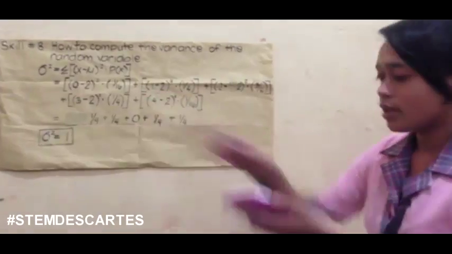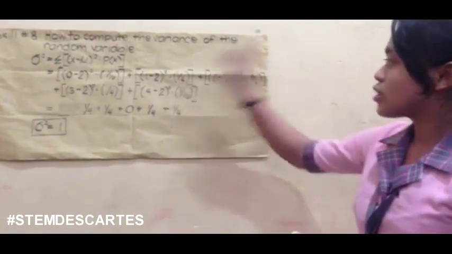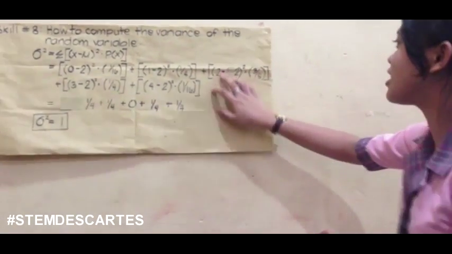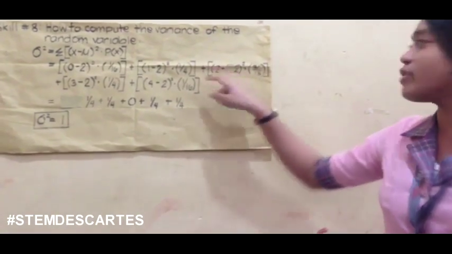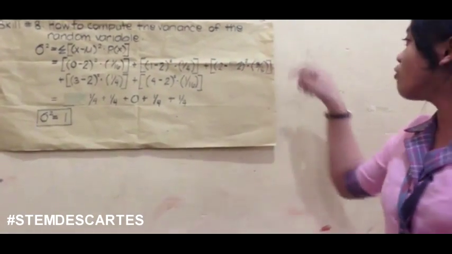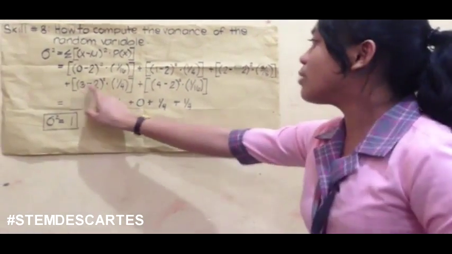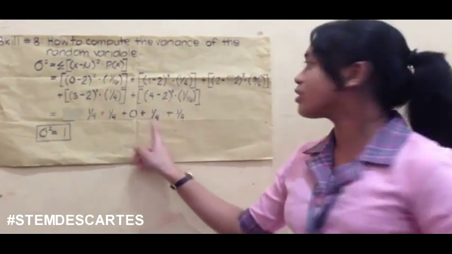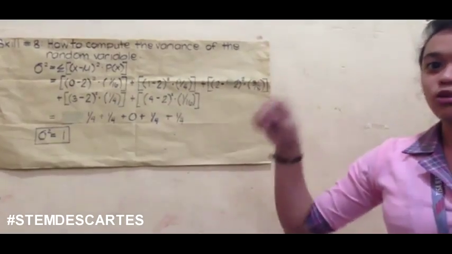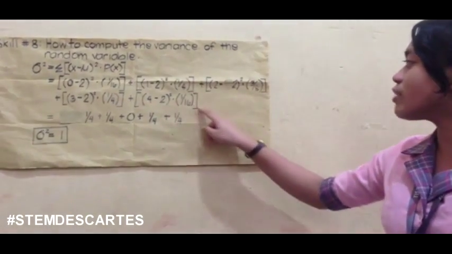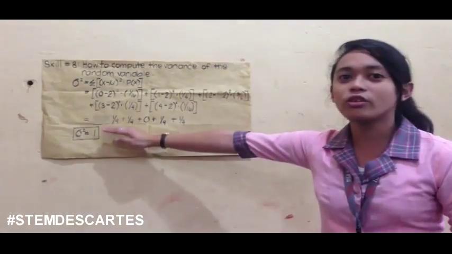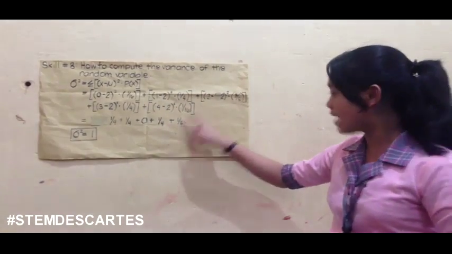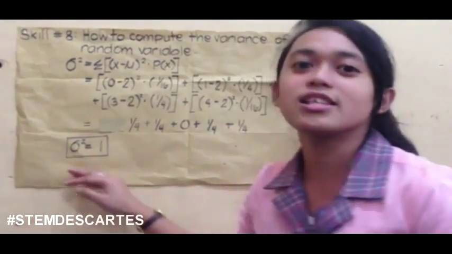Then the next is 1 minus 2 squared times 1/4 equals 1/4. Then 2 minus 2 equals 0, squared 0 times 3 over 8 equals 0. Then 3 minus 2 is 1, squared 1 times 1/4 is 1/4. Then 4 minus 2 is 2, squared 4 times 1 over 16 is 1/4. Then we're going to add all of this: 1/4 plus 1/4 plus 0 plus 1/4 plus 1/4. Then the variance is equal to 1.